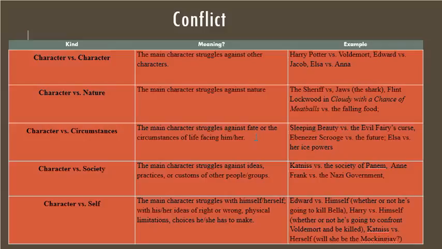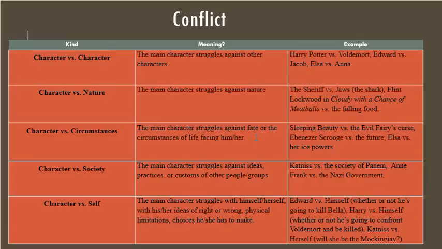And then finally, the one that might be most familiar to you is character versus self. In character versus self conflict, the main character struggles with himself or herself, with his or her ideas of right or wrong. A character might have physical limitations, and a character might struggle against the choices he or she has to make. And you guys do this all the time.